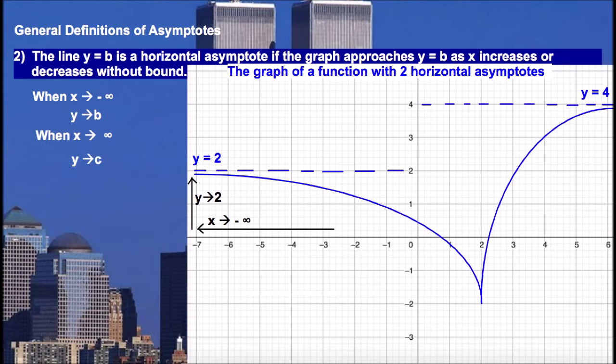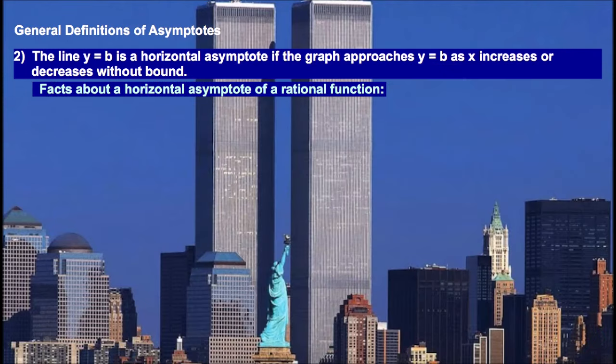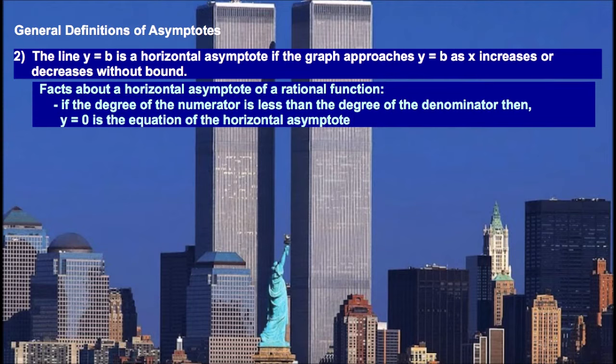When x approaches infinity, y approaches c. As x increases without bound, y approaches the horizontal line y equals 4. Facts about a horizontal asymptote of a rational function. If the degree of the numerator is less than the degree of the denominator, then y equals 0 is the equation of the horizontal asymptote.